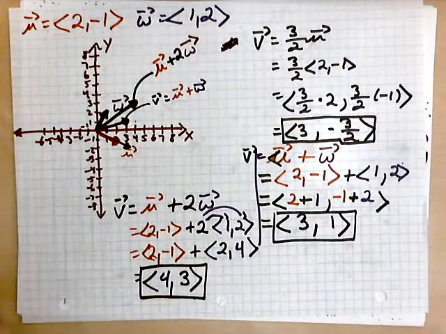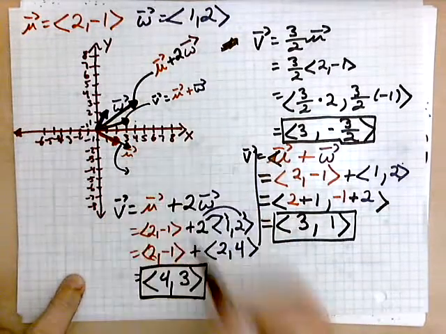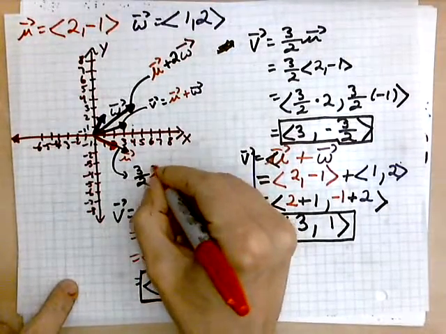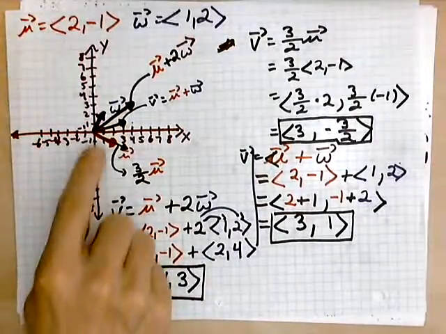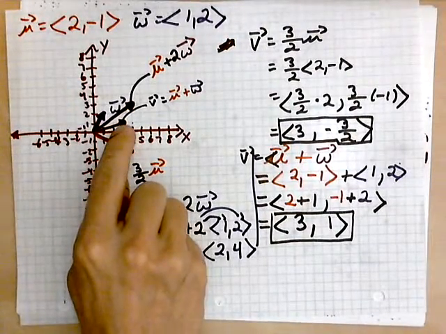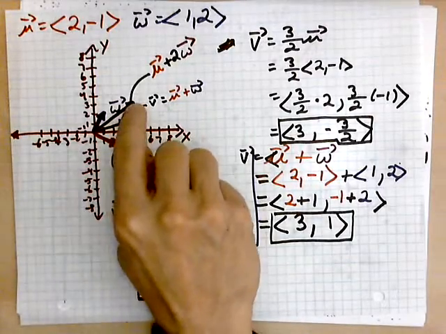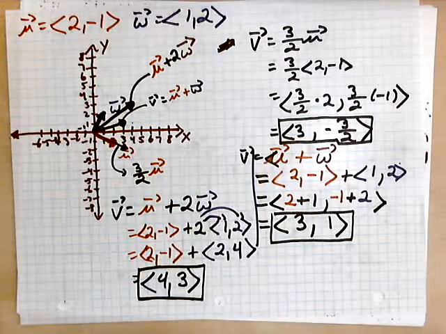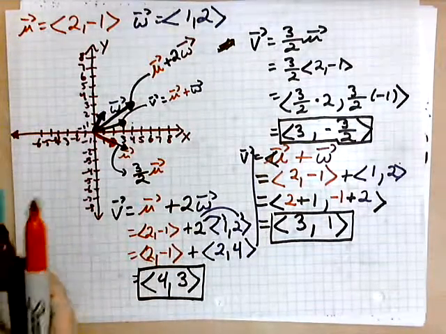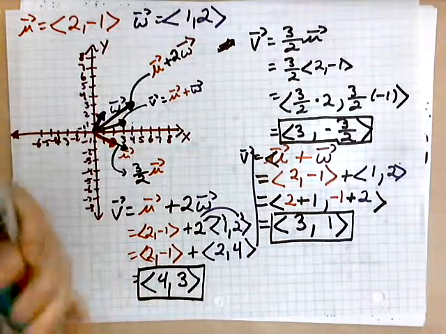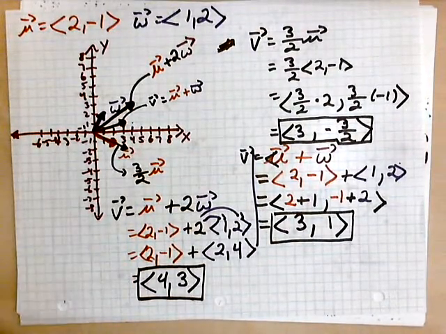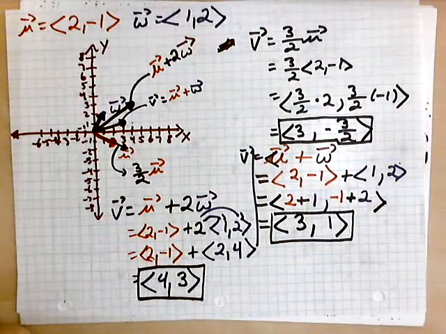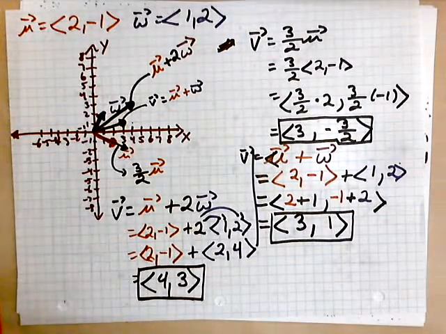The first one, let me label it, was actually this one here. That was 3 halves of U. So this first black arrow was 3 halves of U. This one here is U plus W. And this latest one is U plus 2W. So these are all examples of combining two vectors to produce a third vector, and that third vector is described as a linear combination of the other two.